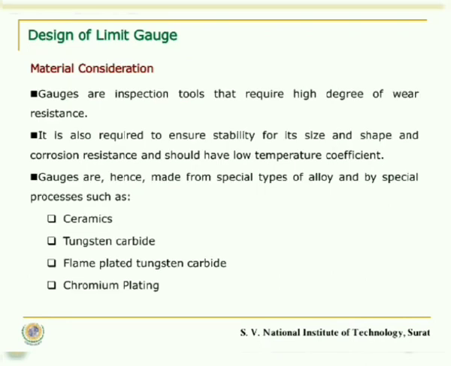There are different materials which are used for making the gauges. As we know, the gauges are inspection tools that require a very high degree of wear resistance and corrosion resistance. Further, it is required to ensure stability of their size and shape. Considering this, the limit gauges are generally made from special types of alloys by utilizing special processes. So different materials from which the gauges are made are ceramics, tungsten carbide, flame plated tungsten carbide, and certain alloys with chromium plating.